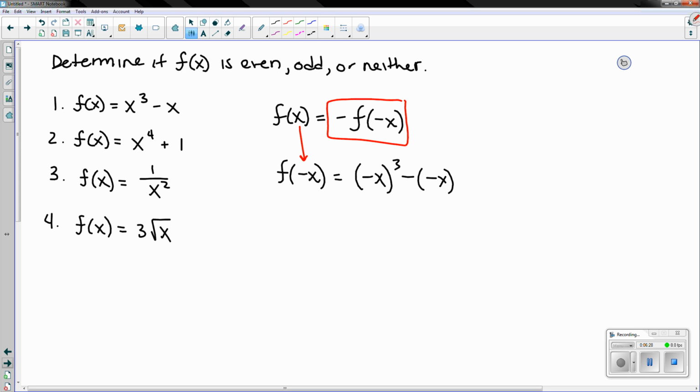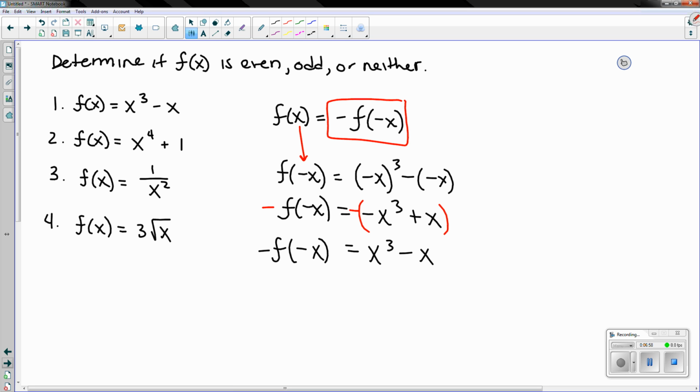Now, we have to negate the whole thing, but let's clean this up first. So negative x cubed is negative x cubed, and then negative of a negative is going to be plus x. So we found out what f of negative x is. Now, to fit the definition, we need to figure out what negative f of negative x is. So what we're going to do is multiply the entire function by negative 1. And we can see that that's going to equal x cubed minus x after the distribution. Therefore, negative f of negative x is x cubed minus x, which does equal the original function f of x, and therefore this function is odd.